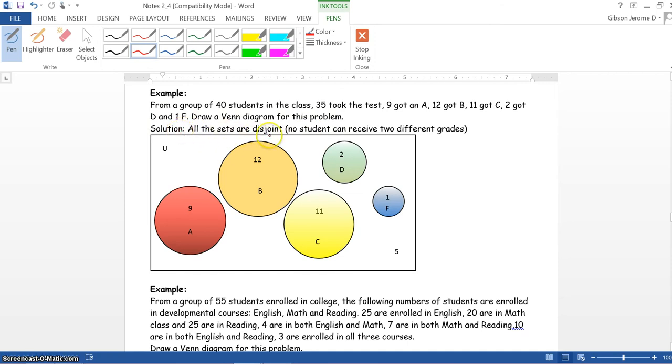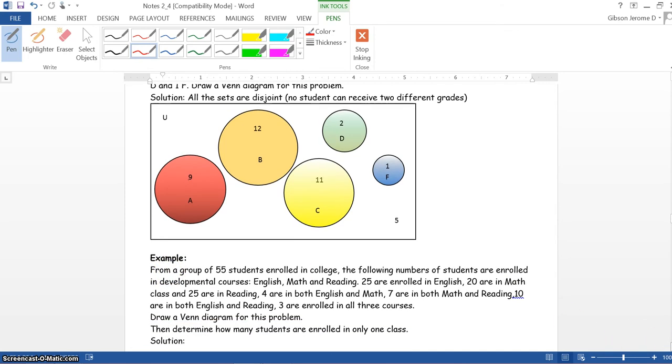Solution. All the sets are disjoint. No student can receive 2 different grades, which was shown here. This is basically the Venn diagram you would draw for all of these grades. You cannot get 2 different grades for one class. Okay, now we have an example.